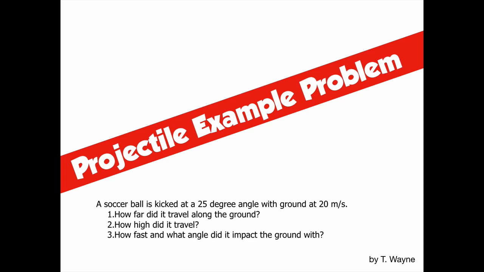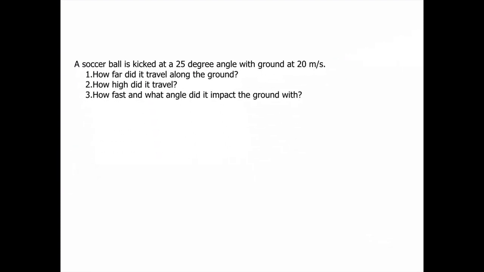This video is an example projectile motion problem. A soccer ball is kicked at a 25-degree angle with the ground at 20 meters per second. How far did the ball travel along the ground? How high did it travel? How fast and at what angle did it impact the ground?